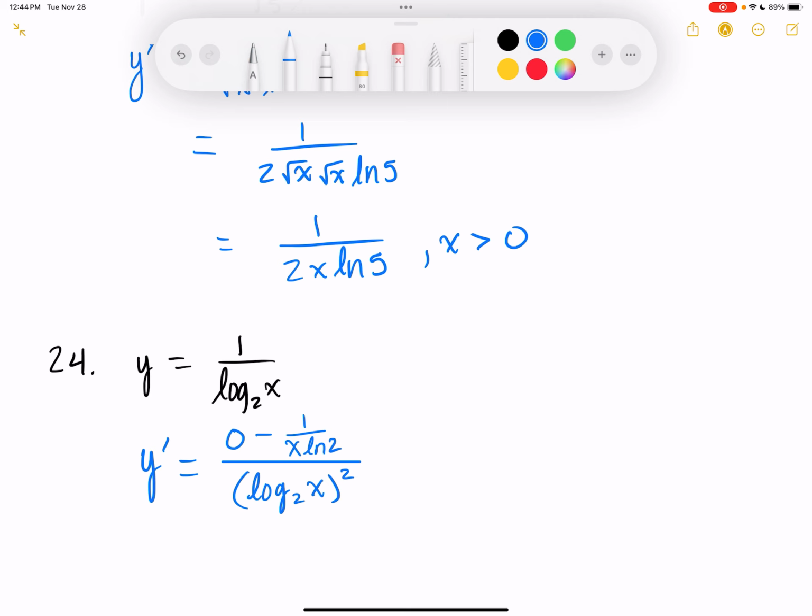Now what? Got a fraction on the top. What should I do? Should multiply by the reciprocal. No. Oh.